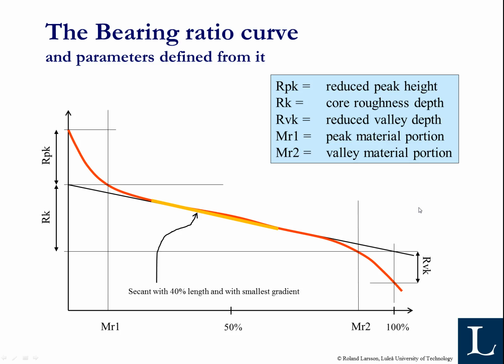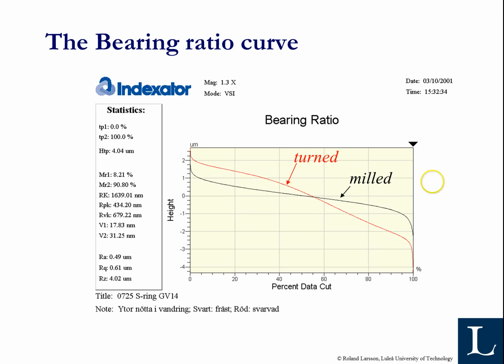So the bearing ratio curve I can recommend. This is again from Indexator. Just using this, you can also compute these curves by using the 3D tool. And here you can see that the core roughness is lower for this milled surface than for this turned surface.